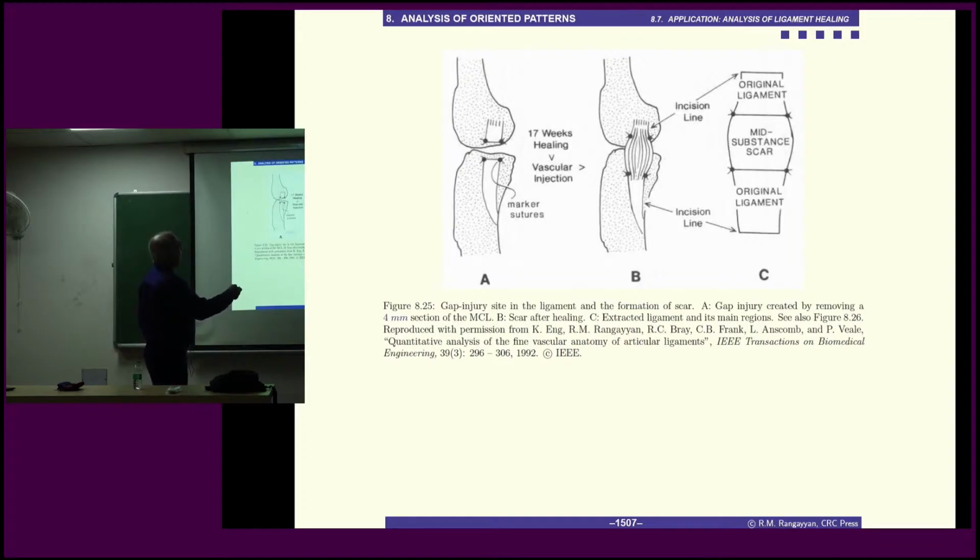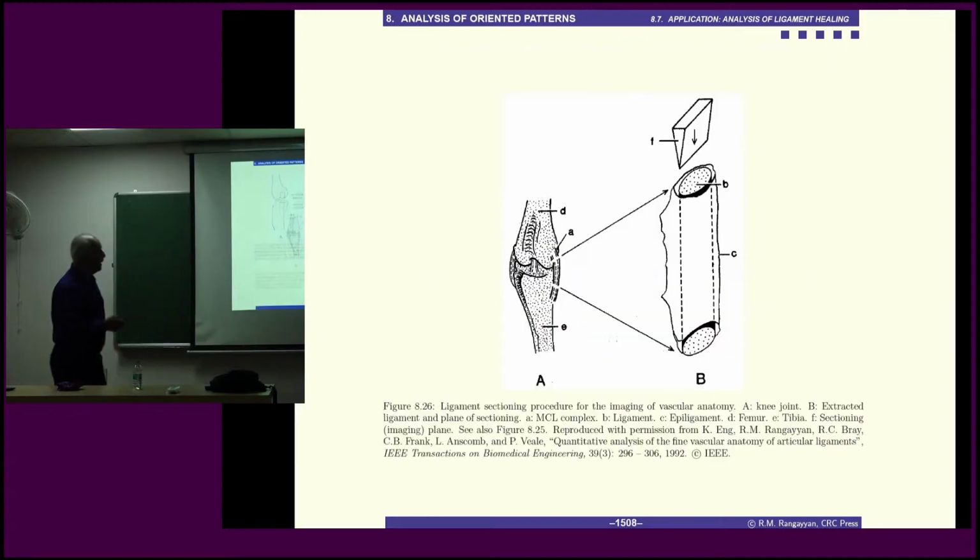The original ligament is there in the scar extracted sample. Mid-substance scar is here. And using a microtome, these were sliced to a thickness of, if I remember, 10 micrometers.